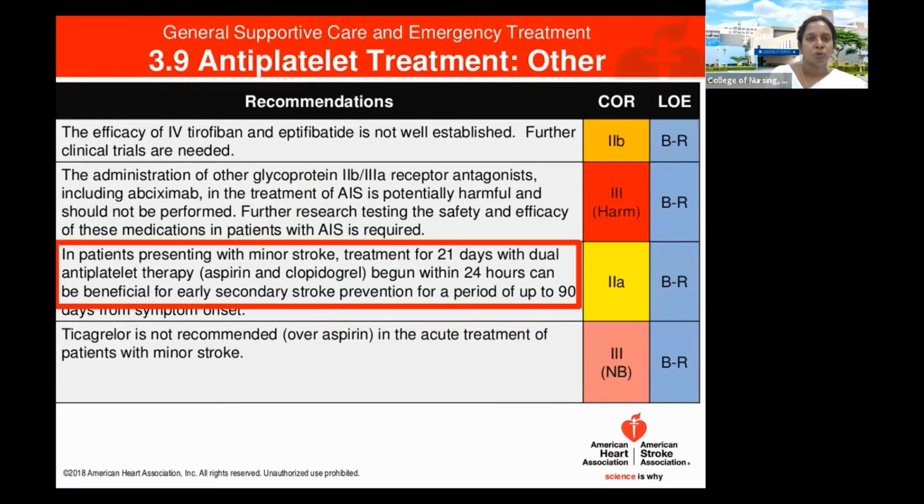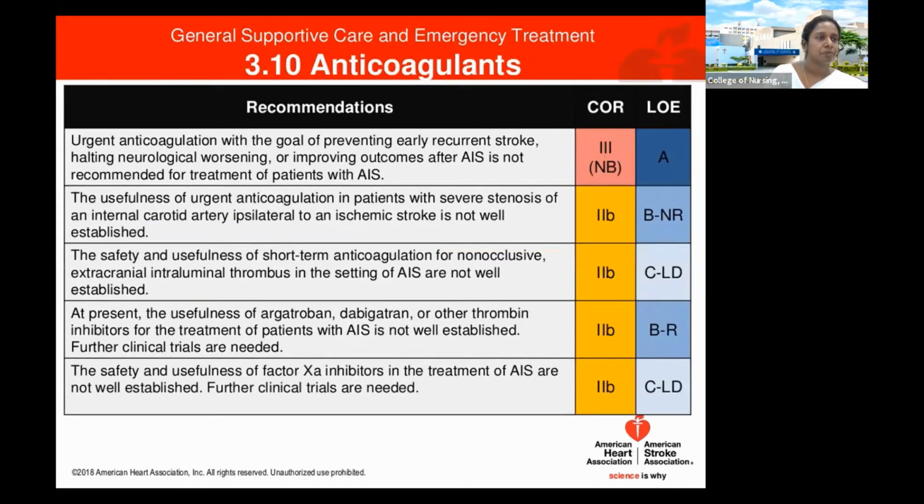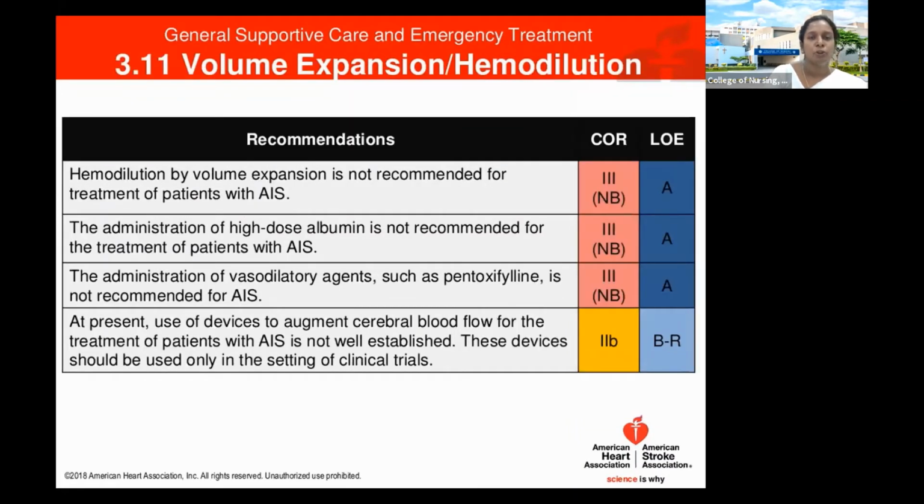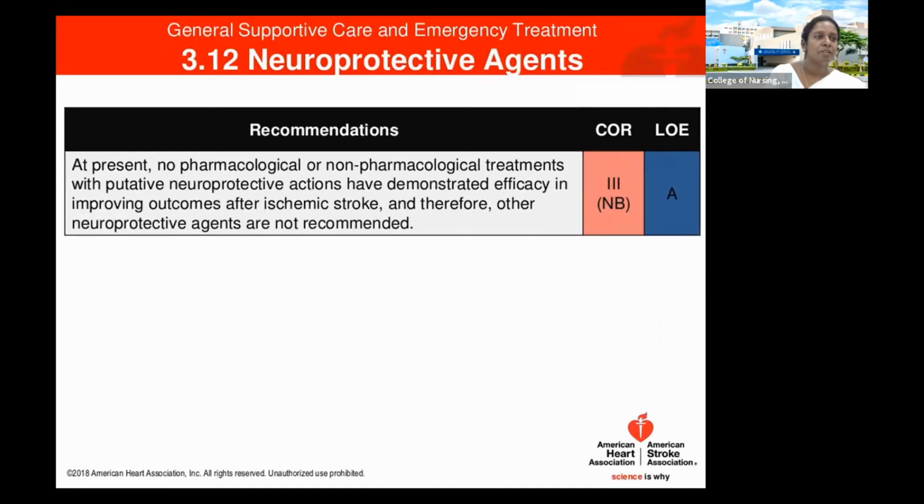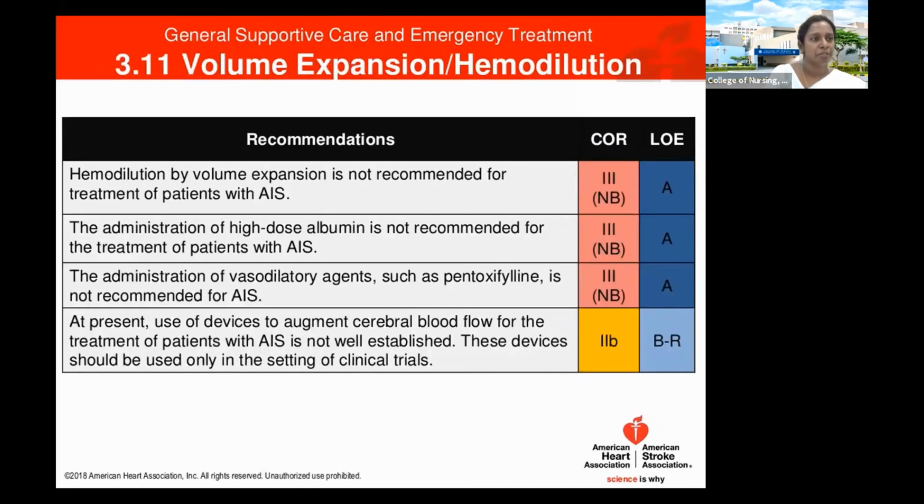And in a minor stroke, which I told you earlier, minor stroke or TIA, aspirin and clopidogrel, a dual antiplatelet therapy, has to be given for 21 days. Anticoagulants, if you see, are not at all recommended in the emergent period. So we don't have to think about heparin administration in the initial period. Volume expanders are not given for patients. Neuroprotective agents are also not recommended for patients in the initial period.